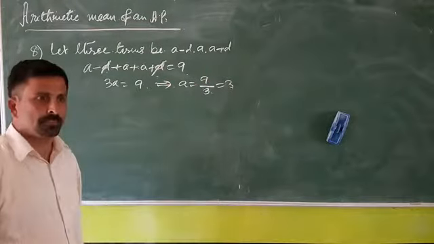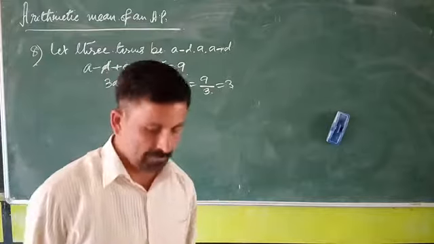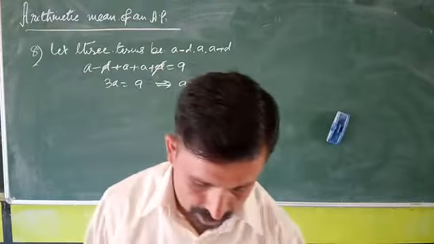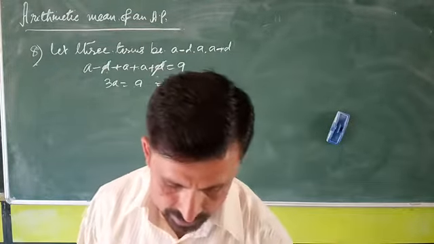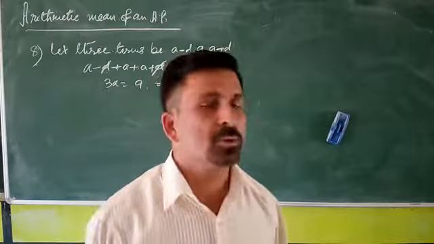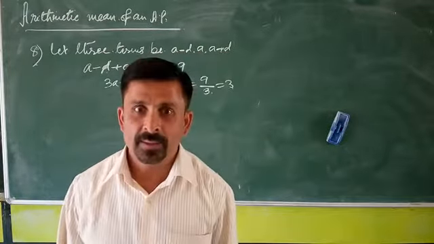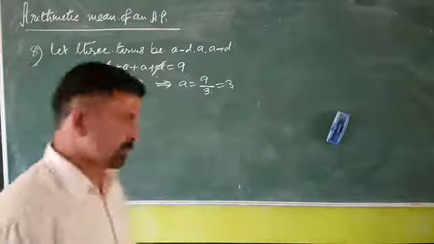You got it, no? Yes, sir. Now we will find the value of d. For that we are looking for condition number 2. And the condition number 2 is: sum of their squares is 35.